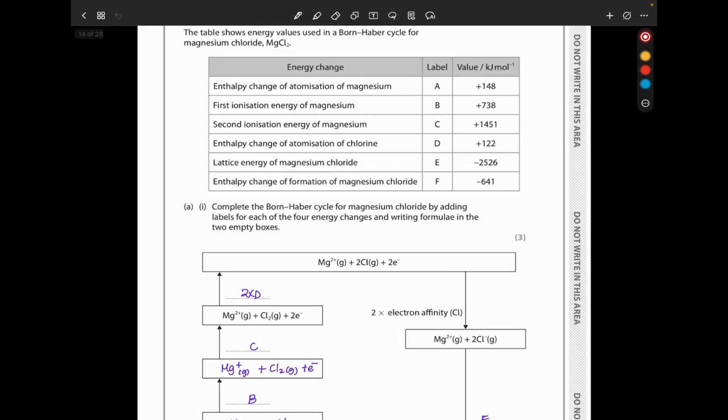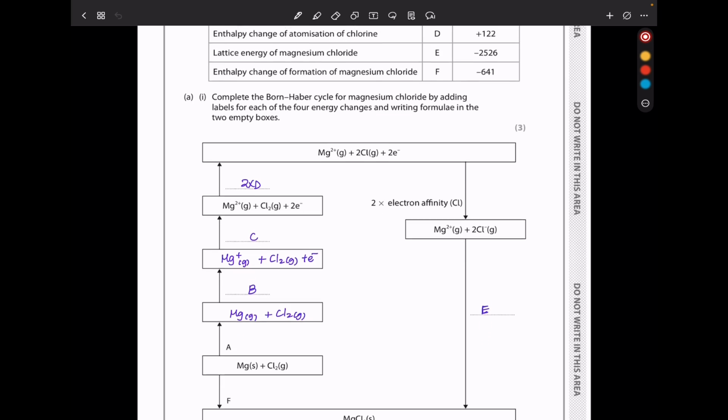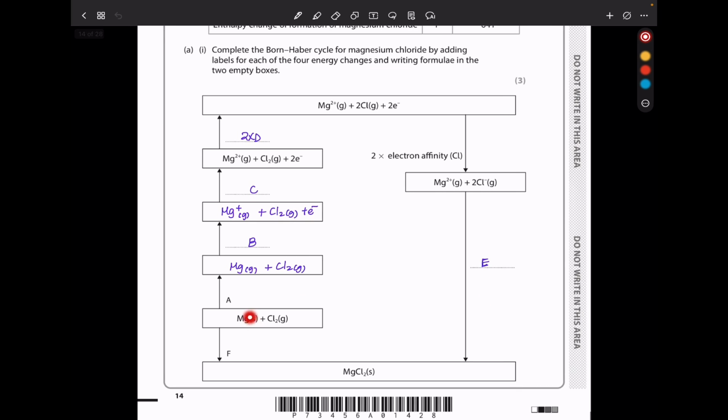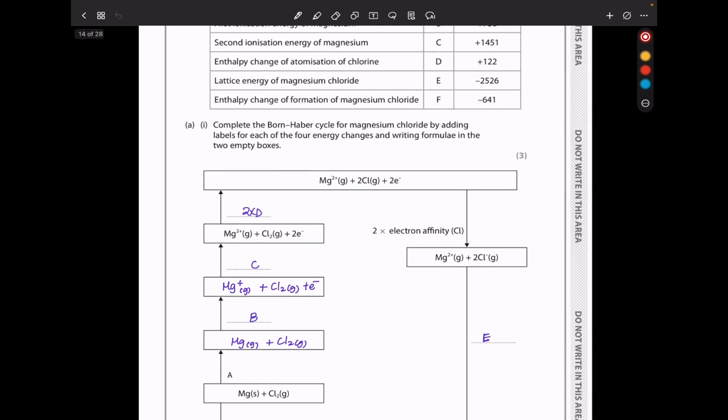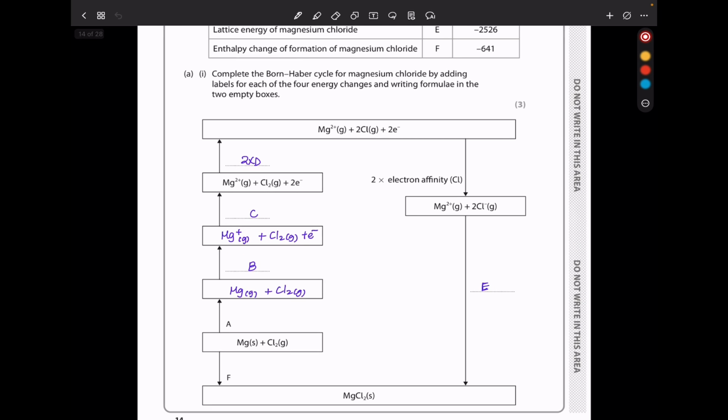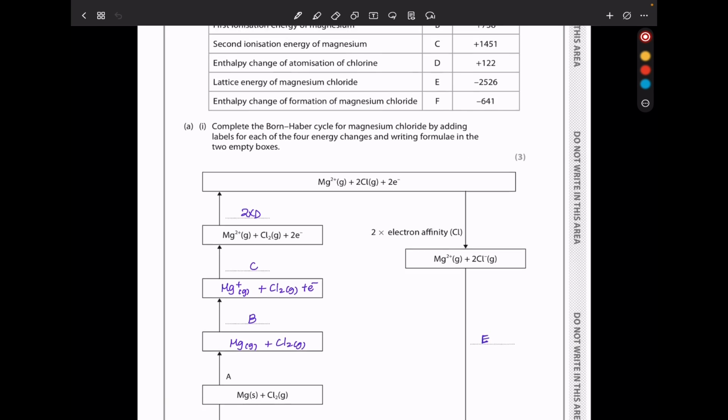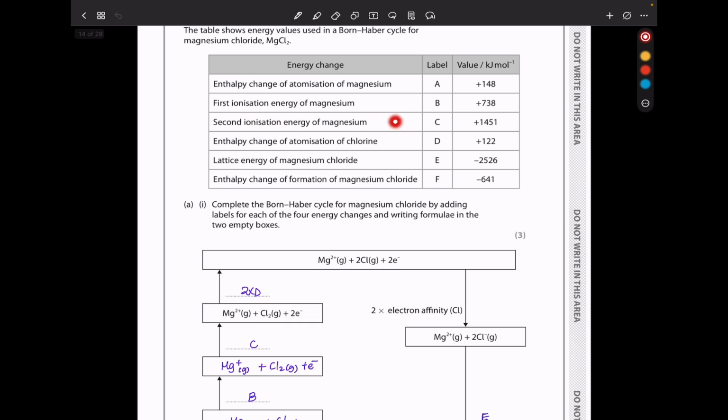So the first one, which is enthalpy change of atomization of magnesium, that is A, magnesium solid being converted to magnesium gas, so it should be that. Then B, first ionization energy of magnesium. This is going to be Mg gas becoming Mg+ gas, which is this one here. And then we go to the second ionization energy of magnesium. Again, this is going to be Mg+ converted to Mg2+ gas, that is C.